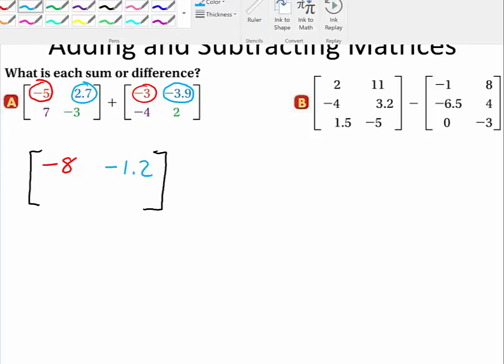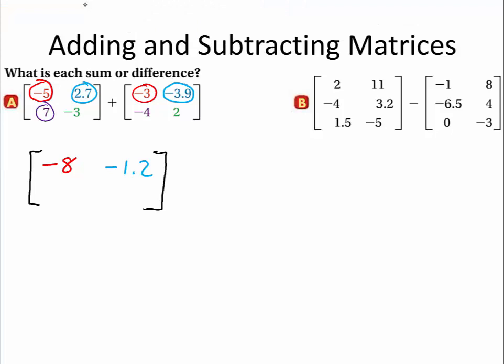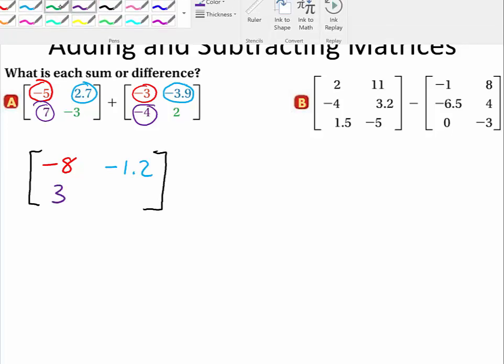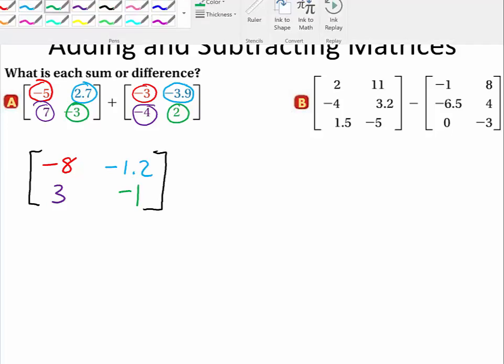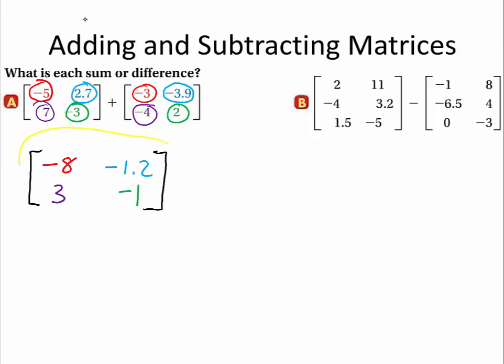And then next we have purple, which is 7 and -4. So 7 plus -4, which is a +3. And last but not least, we have green, which is a -3 plus a +2. So that comes out to a -1. Now, this is it, ladies and gentlemen. This is all you had to do, was to create a matrix based on the addition of the two matrices that they gave you. So for those of you that thought this was going to be hard, not at all.